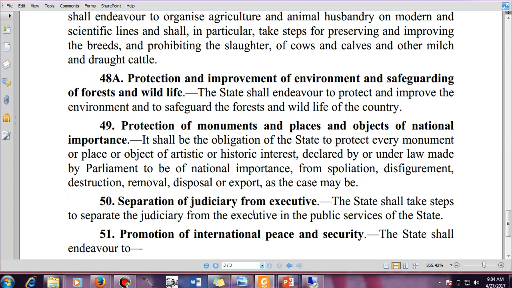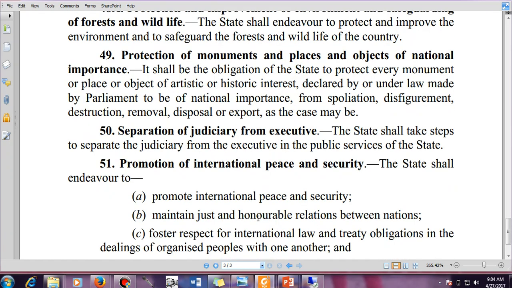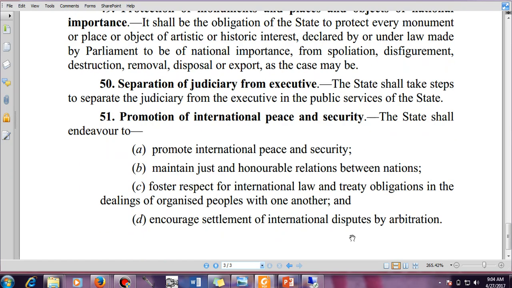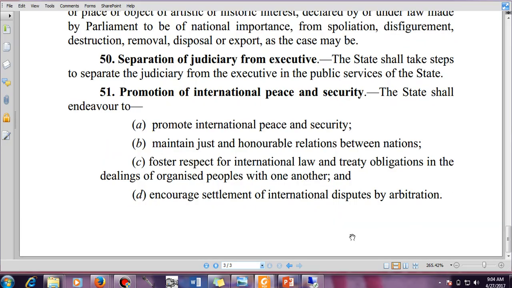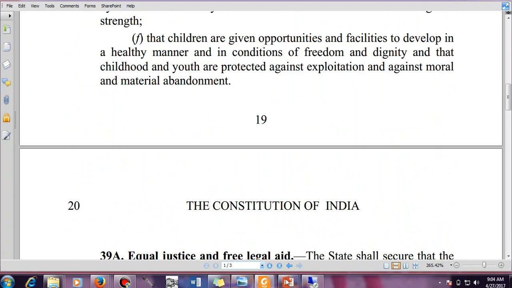Okay, so Article 51, this is the last article of this part, promotion of international peace and security. So the state shall endeavor to promote international peace and security, maintain just and honorable relations between nations, foster respect for international law and treaty obligations in the dealings of organized people with one another, and encourage settlement of international disputes by arbitration. So the things are now clear. Few more things are left.